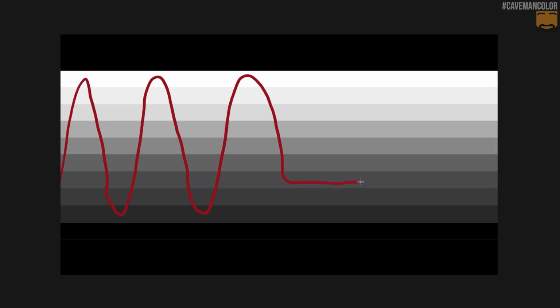Now, one of the interesting things about this is that the inverse is also true. We can have huge swings of value, but if we have one area that isn't, it's going to draw our attention. This works in both directions. Here's a quick example to show you what I mean.